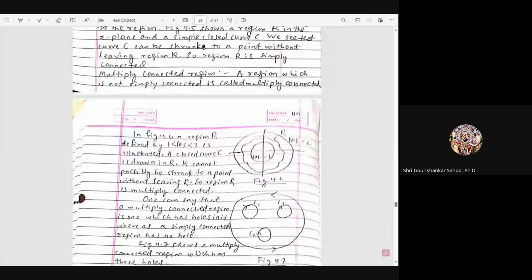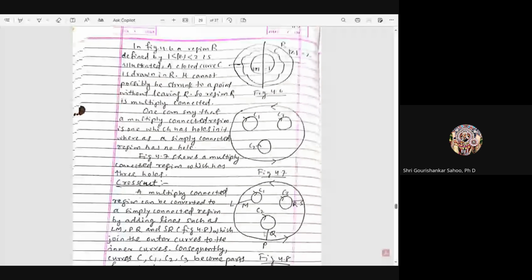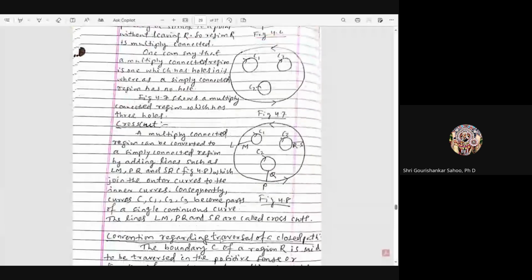Crosscut: to make a multiply connected region into a simply connected region, use a crosscut. If you connect the periphery of C1 to R, the periphery of C2 to R, and the periphery of C3 to R, then these are called crosscuts. In this way, your multiply connected region can be converted to a simply connected region. And these lines, your PQ, LM or RS, are known as crosscuts.